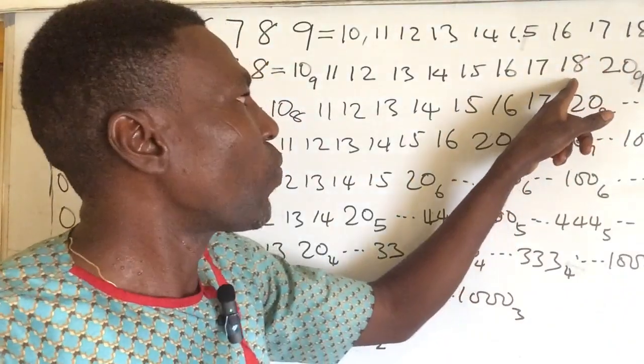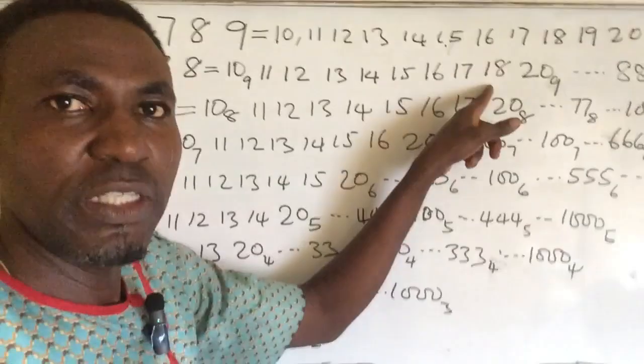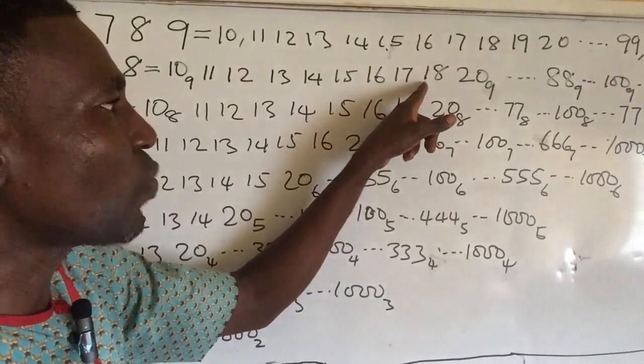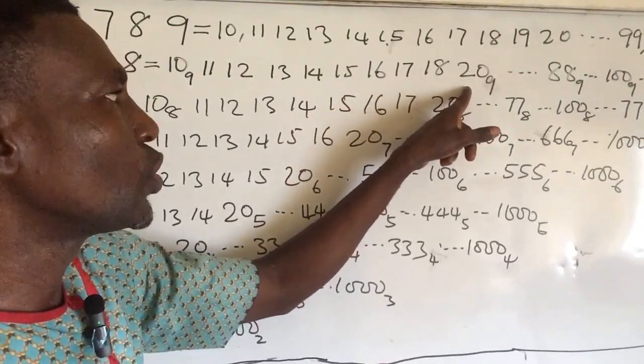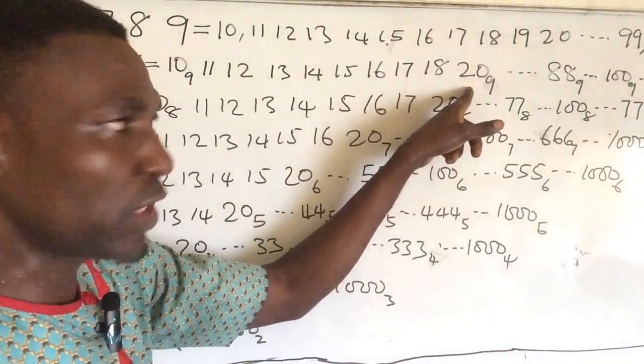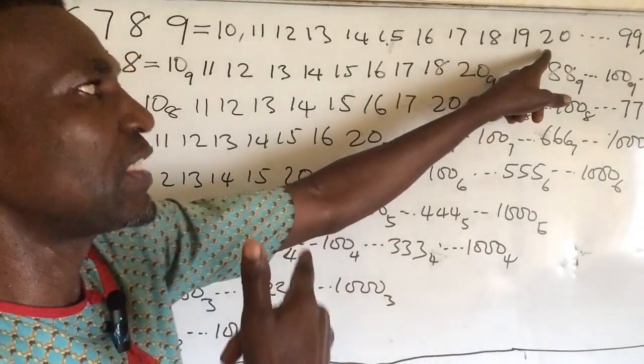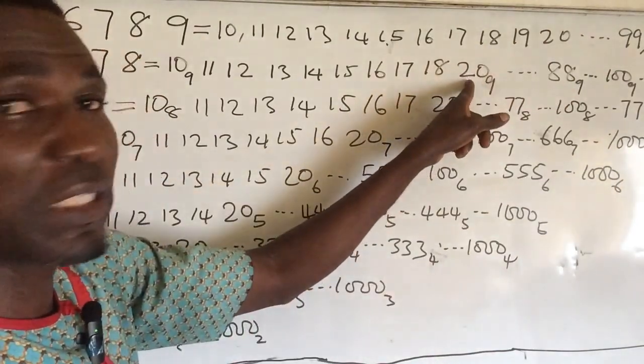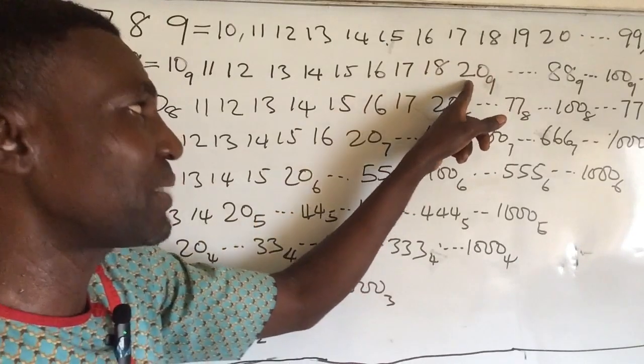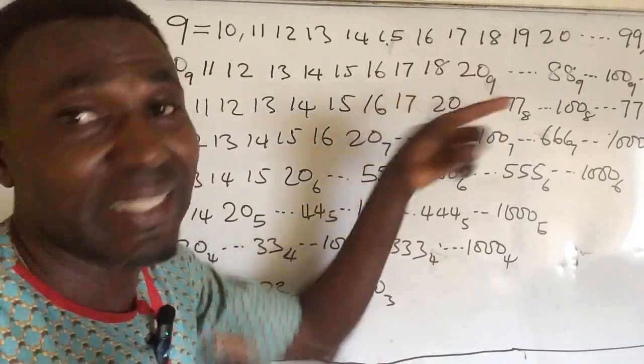In this one, when you see 18, you now meet 20, which is not 20 in base 10. But you cannot call it 20 here because you are not counting in base 10. Even if I call it 20, it will be 20 base 9.